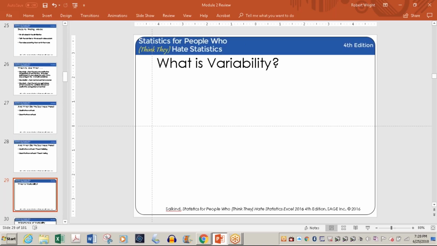Okay, variability, what is that? Anybody?